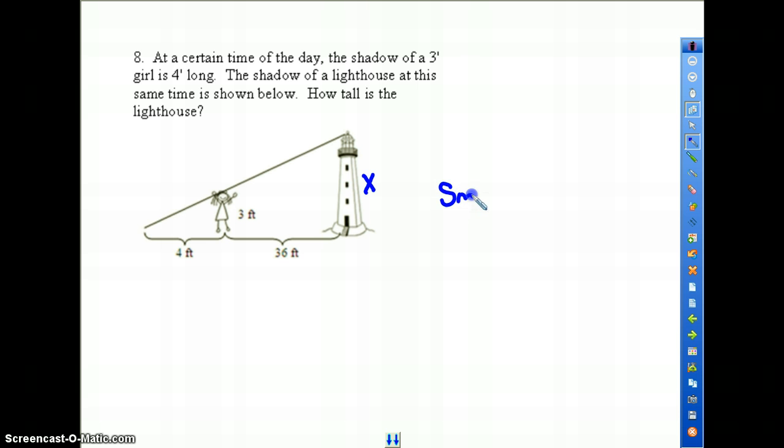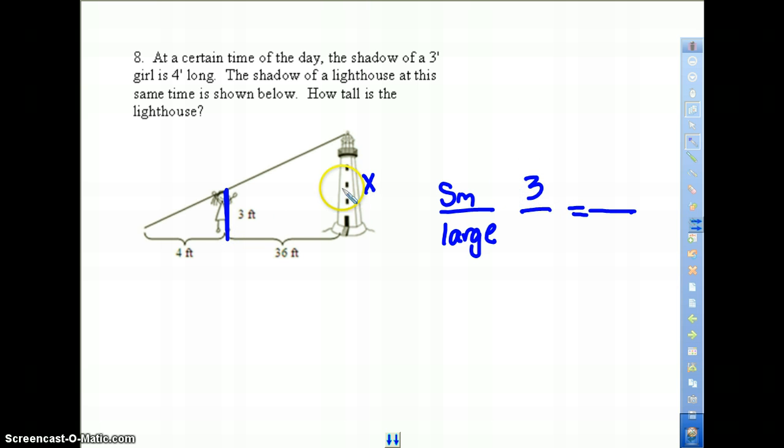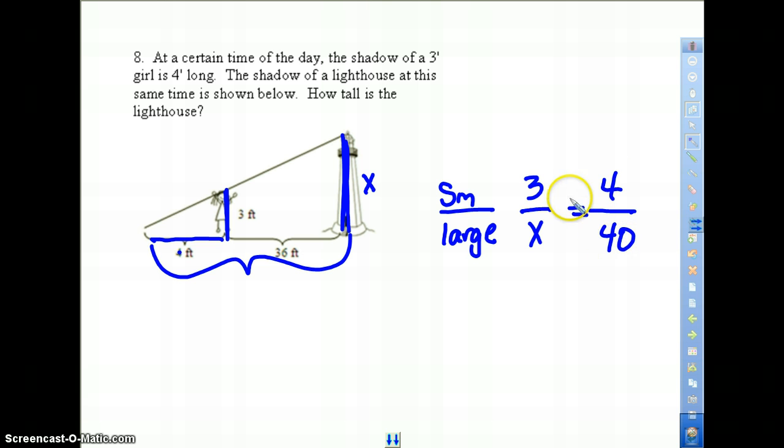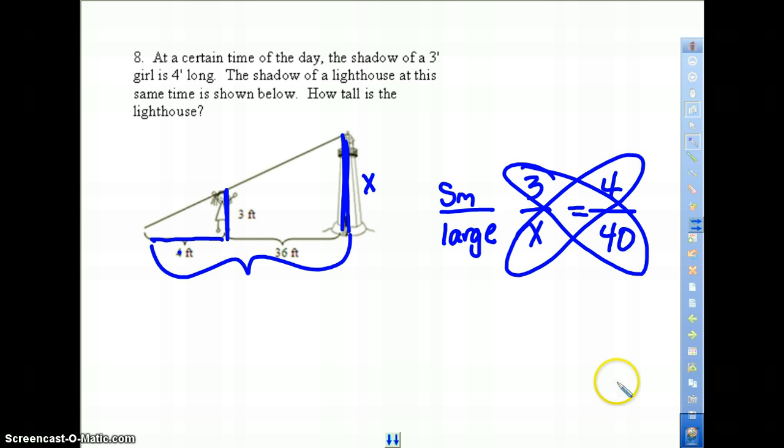So I'm going to compare the small triangle to the large triangle and set up a proportion. 3 in the small one corresponds to X in the large. 4 in the small one corresponds to this total length in the large, which is what? You have to take the 4 plus the 36 and you get what? Now you're going to cross multiply to solve. You figure that out on your own.